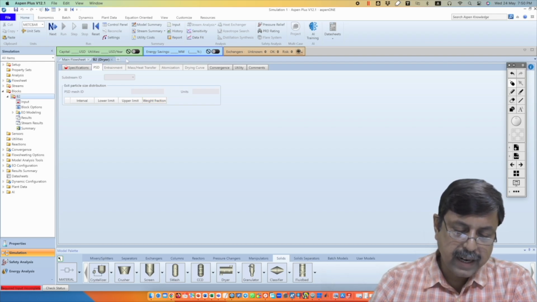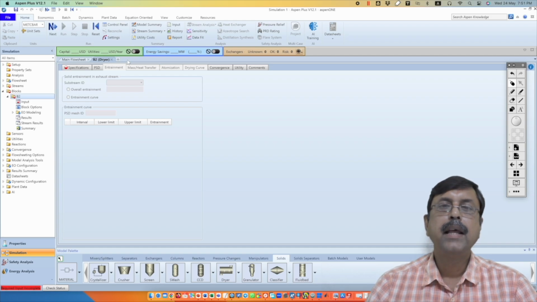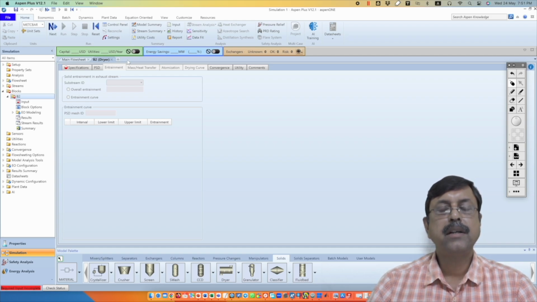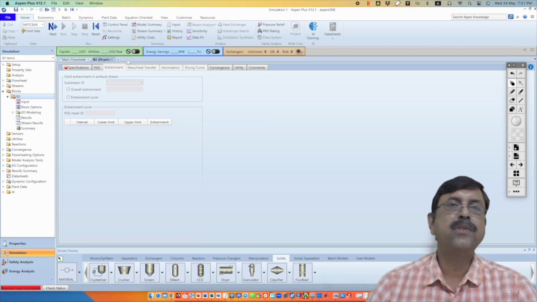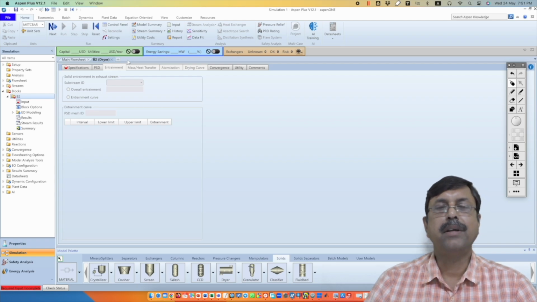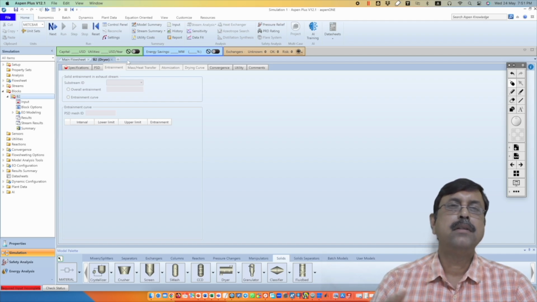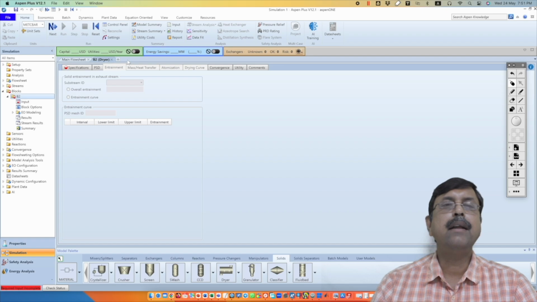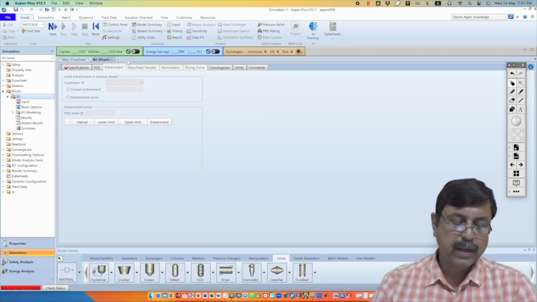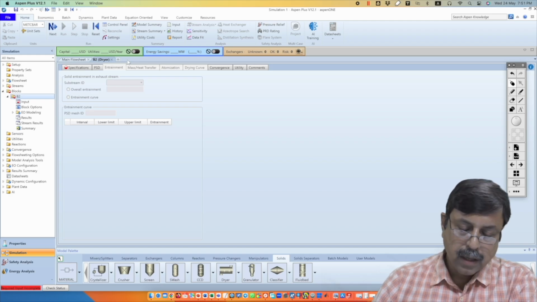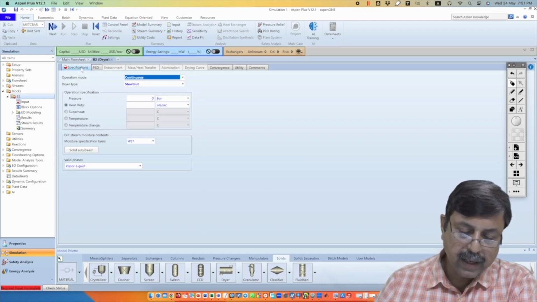And another factor is entrainment. The entrainment means there are possibilities that during the operation, some of the lighter particles get detached from the solid stream and they are carried away by the exhaust gas stream. Okay, so some solid particles may be lost like that. So that is called the entrainment. So you may say that 0.01% of the solid particles are getting entrained by the gas stream. So that you can specify over here in entrainment. So that is how the specifications are given for shortcut method.